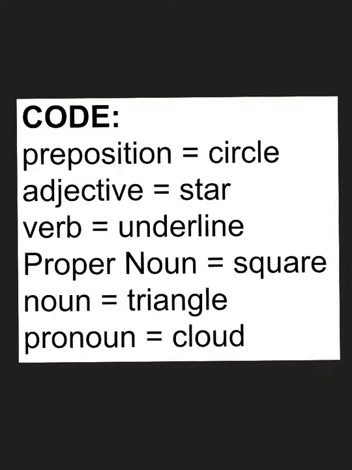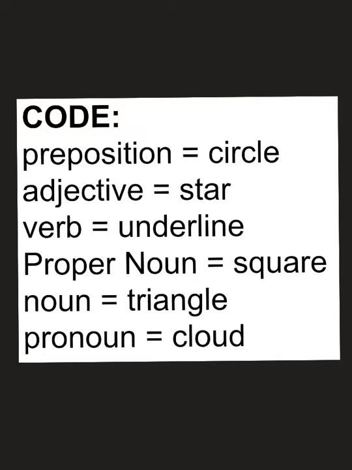We are going to label them with something that I have prepared called a code. Let's check it out. This is the code that I've created. And it doesn't have all of the parts of speech, but it will do for today. And maybe in future lessons, we can actually add to our code here. Okay, so we've got a preposition, adjective, verb, proper noun, noun, and pronoun.